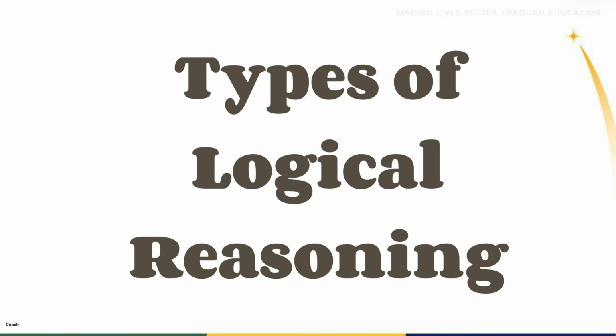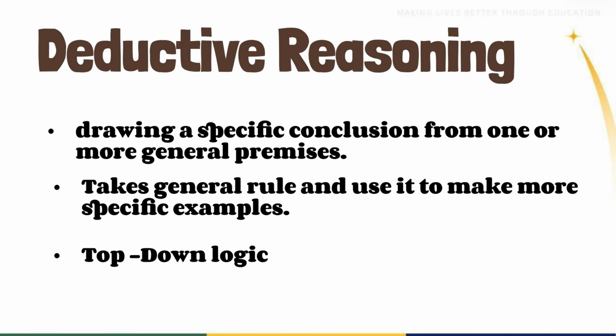Now let's look at the two types of reasoning we will study today. There are two types of logical reasoning that we will focus on today. The first is deductive reasoning. The second is inductive reasoning. Although both involve reaching a conclusion, they work in different directions. Let's start with deductive reasoning.